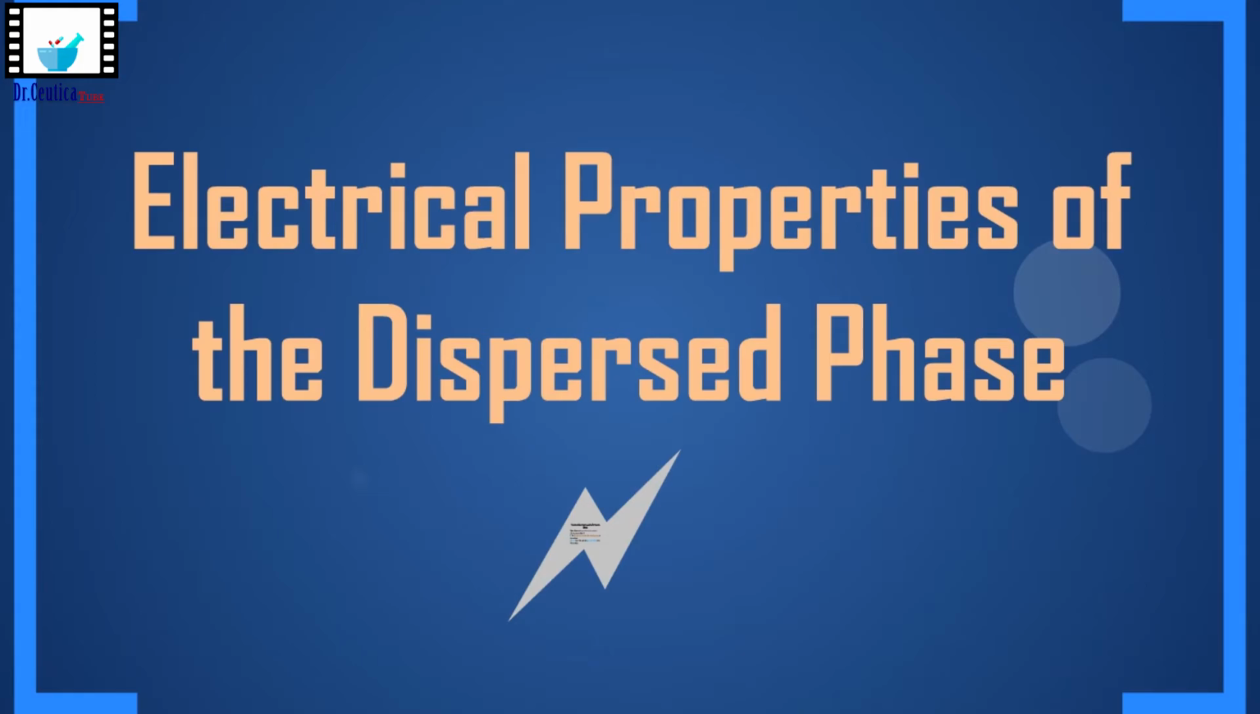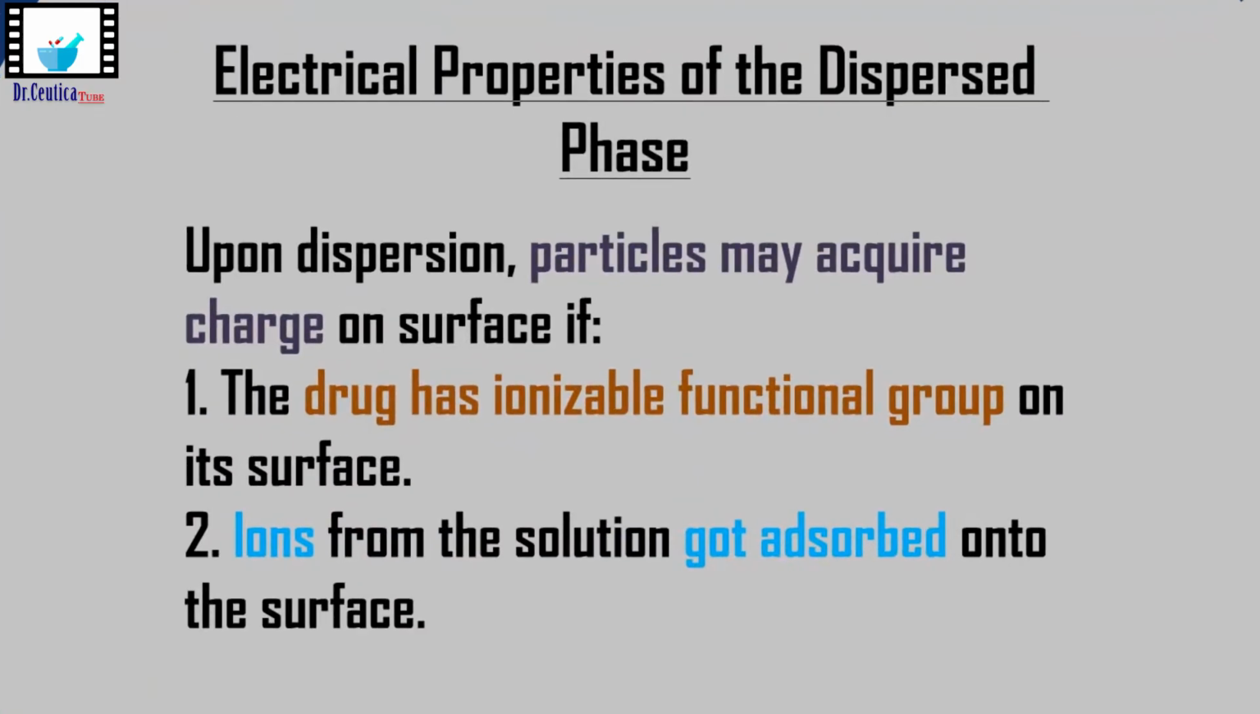Well, upon dispersing drug in the solvent, which is usually water, particles may acquire a charge through two means. Either the drug has ionizable functional groups on the surface, and the pH of the medium we put the drug in mediates the ionization. For example, if the drug has carboxyl groups, which are acidic groups, it's chemically sound that if the pH of the medium is more toward the basic, the particles would be ionized.